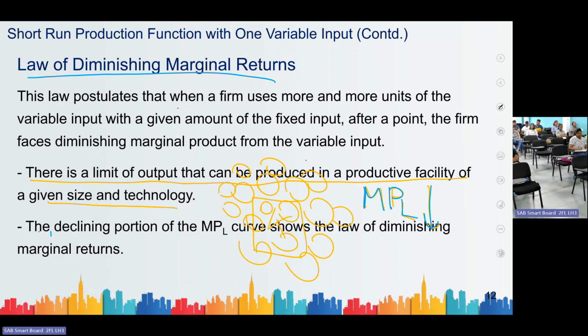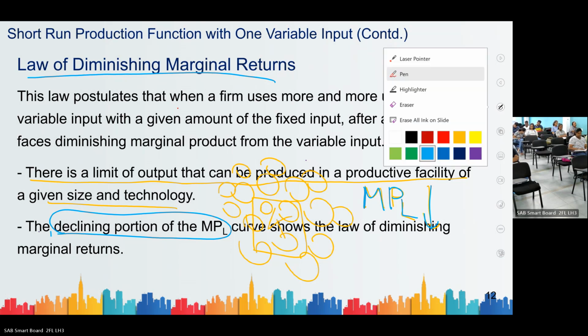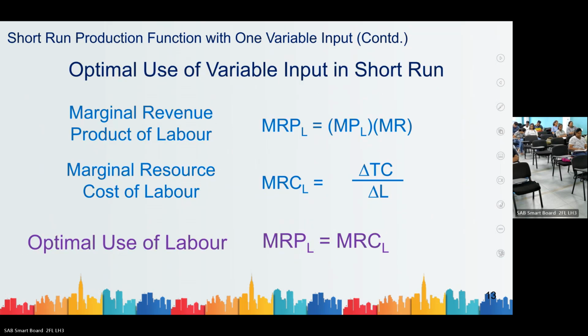The declining portion of the MPL curve shows the law of diminishing marginal return. That's what we saw in previous slides. The declining portion of marginal product is where this law occurs. Okay, that is about the law of diminishing marginal returns.